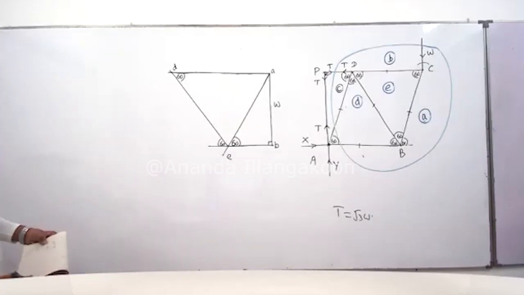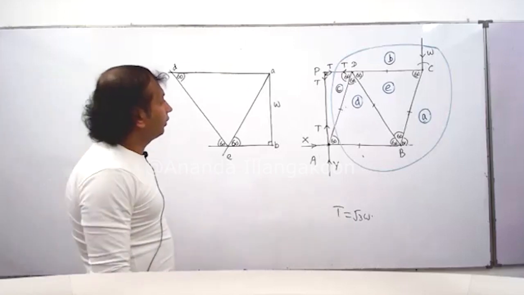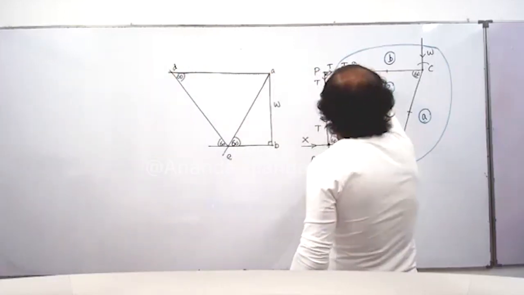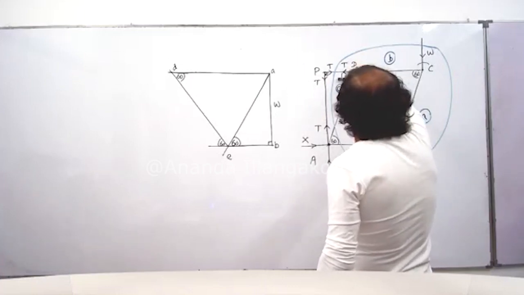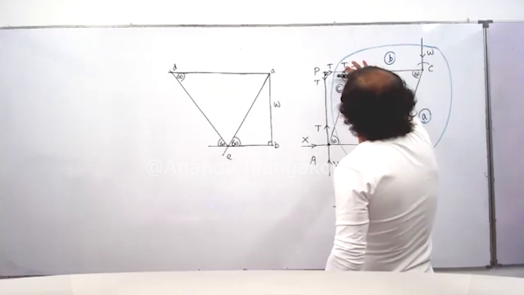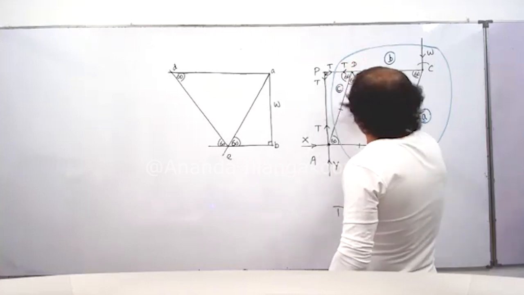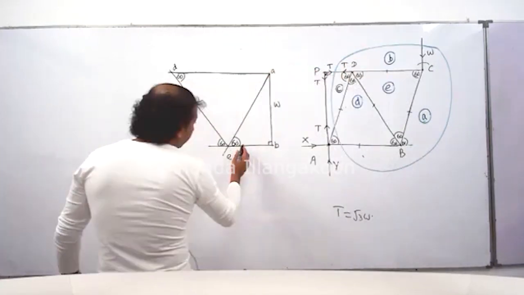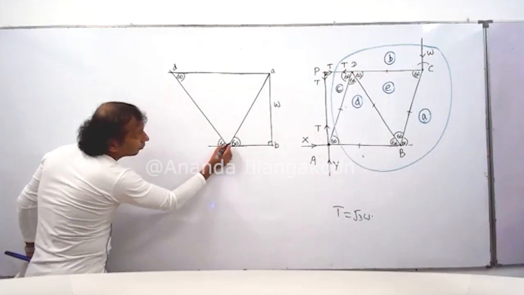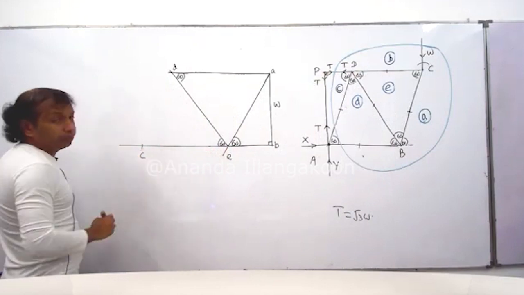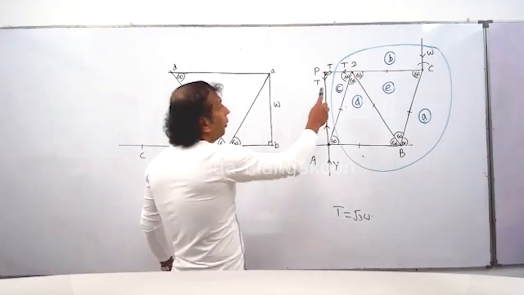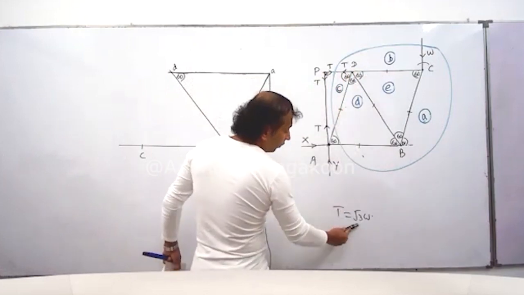Okay. Now we can come to the joint D. When you come to joint D, we can see here, BC horizontal. The value is T, root 3 W. BC, we know. T is root 3 W, no?